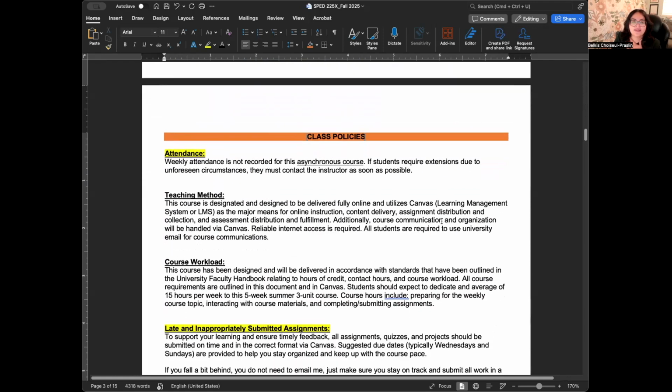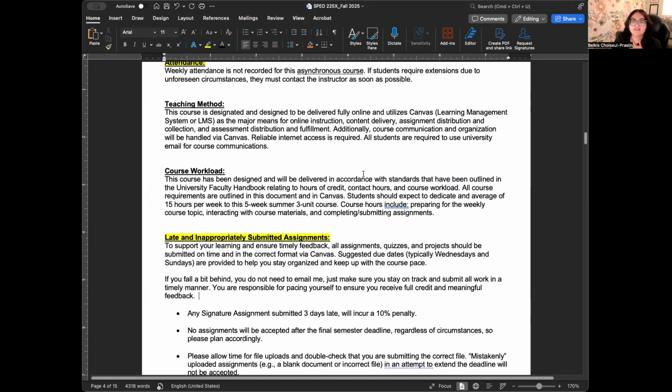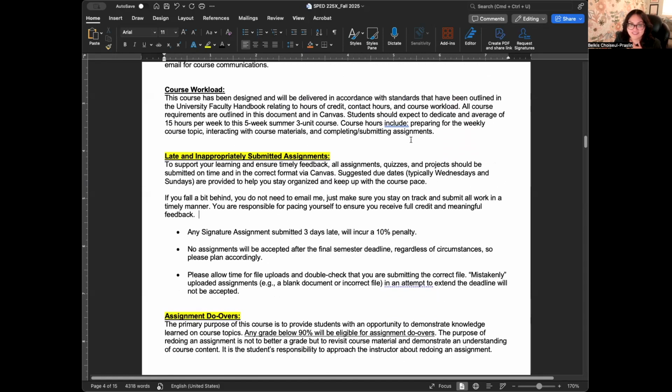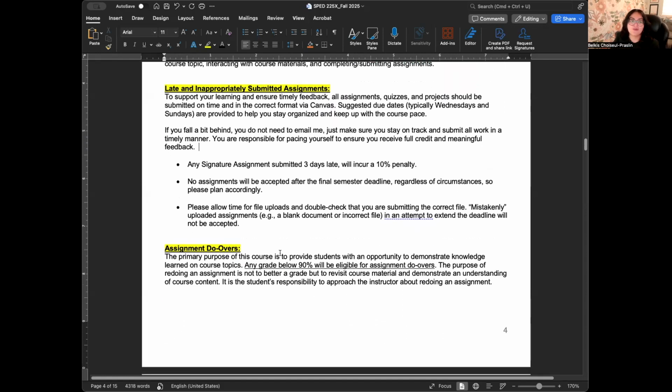Scrolling to the class policies section, there is no attendance recorded for this class, so that's not something you have to worry about. The class is fully designed to be delivered through Canvas and any adjoining Canvas app, like Edpuzzle. And because this is a graduate level 15-week course, there is a significant amount of work that needs to be included to meet all of our requirements for accreditation. So something to note, it is a graduate level course with a graduate level amount of work due.